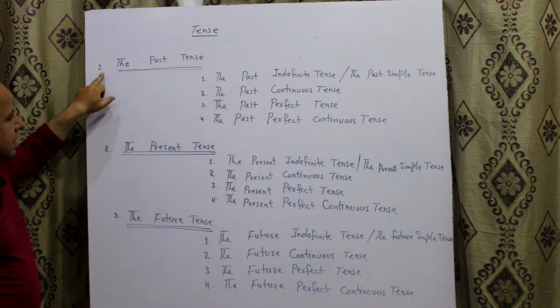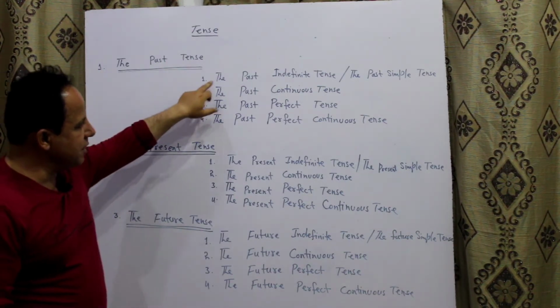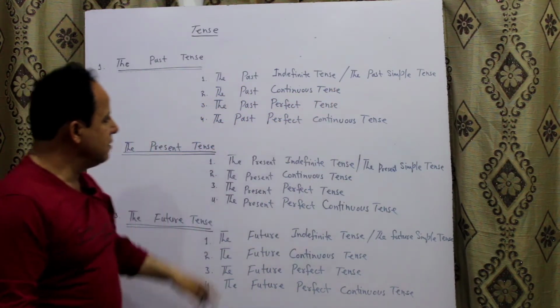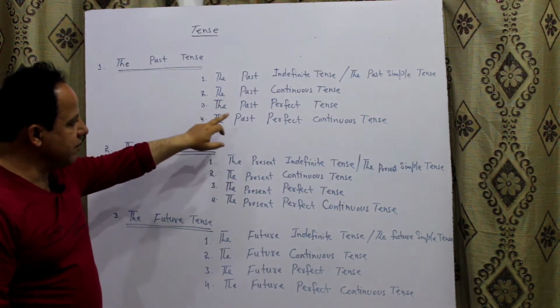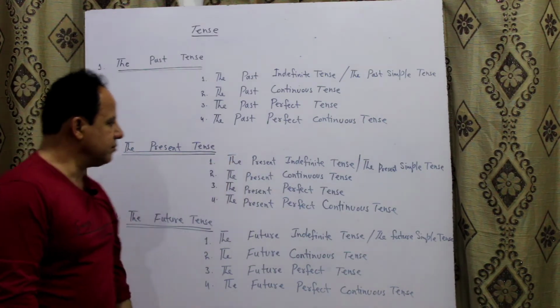Now the first one is the past tense. It has four sub-branches. The first one is the past indefinite tense or the past simple tense. The second one is the past continuous tense. The third one is the past perfect tense. The fourth one is the past perfect continuous tense.